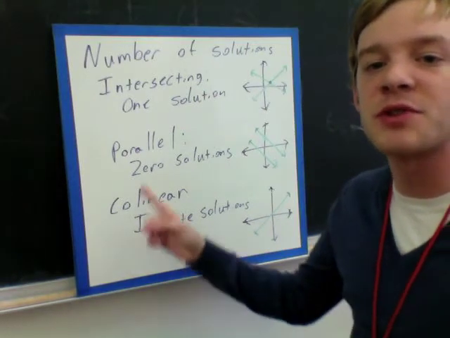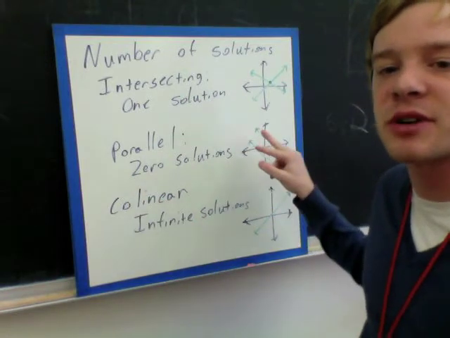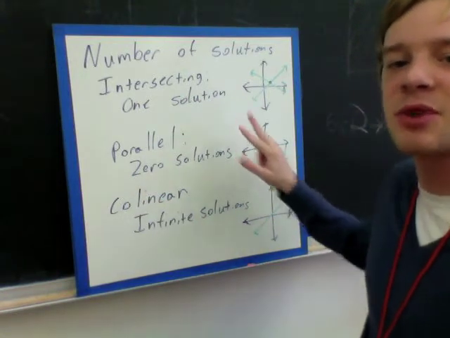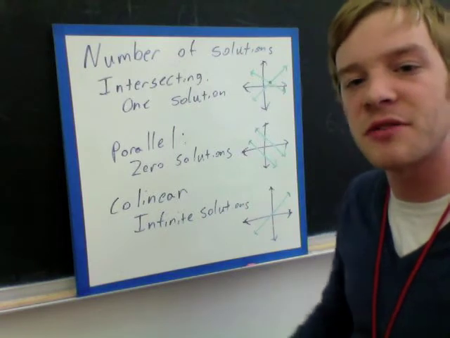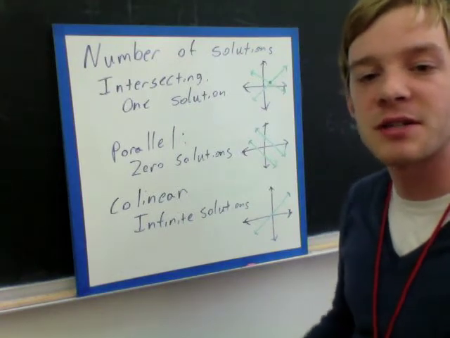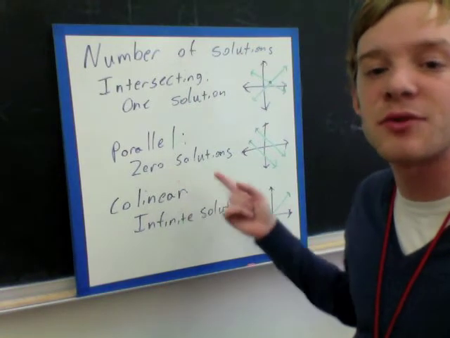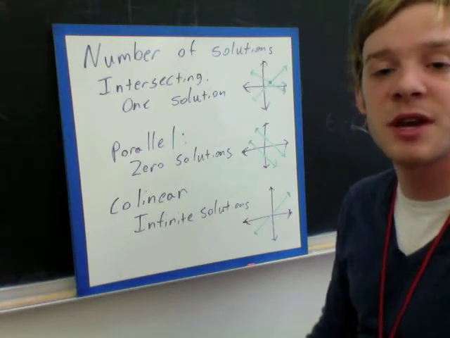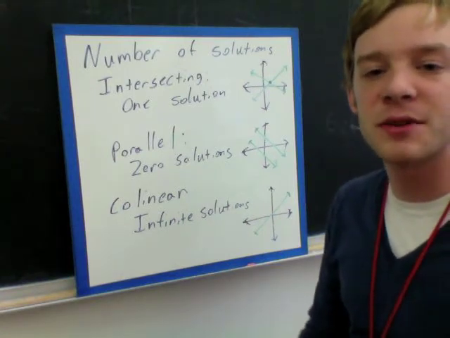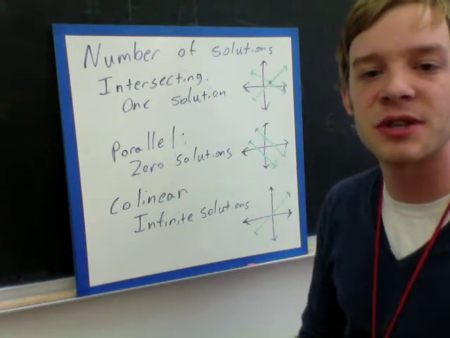If we have two lines that are parallel, that means the lines never intersect. That means they're going in the same direction. They never get closer together. They never get farther apart. And since they don't cross, we have zero solutions. We will encounter this when we do not have any solutions at all.